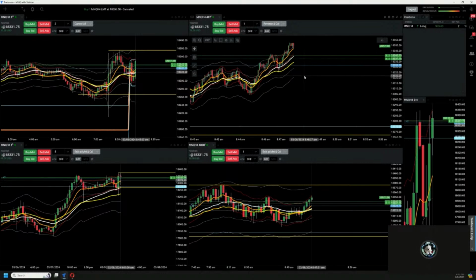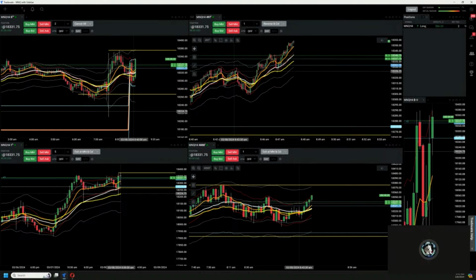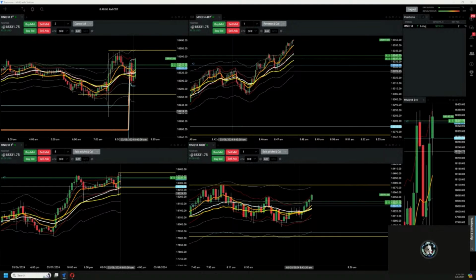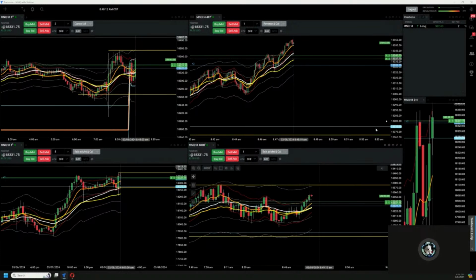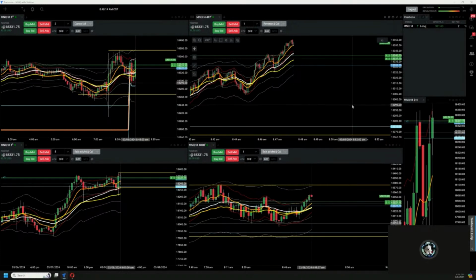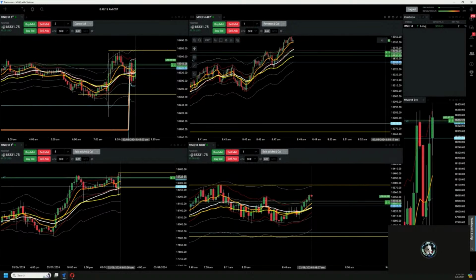Or do I chance it to the weekend or early next week to a pullback that could be 10 to 12%? That's what I'm wondering. I don't know.